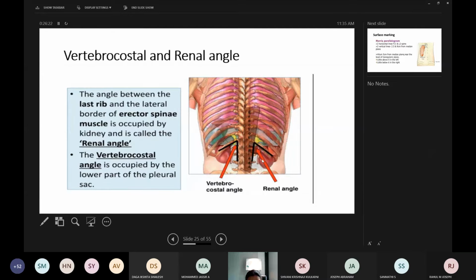Now we'll study two angles which are very important related to the kidneys. Renal angle is formed by, this is the erector spinae muscle, which is a muscle of the back. When we dissect from behind, we'll get the erector spinae. This is the lateral border of the erector spinae and the 12th rib. The lateral border of erector spinae and the 12th rib form an angle which is called the renal angle. The lower part of the kidneys lie in this angle.